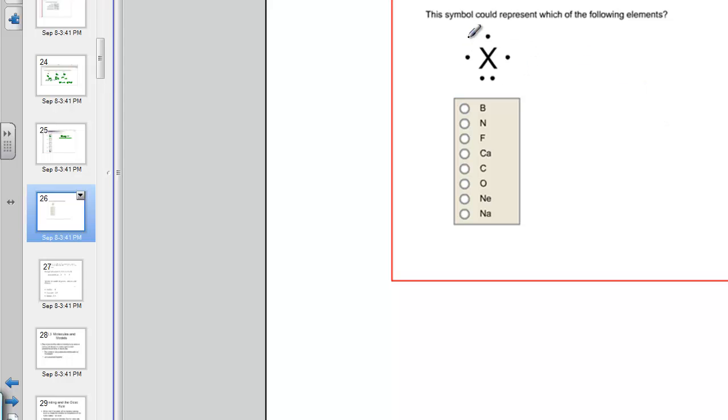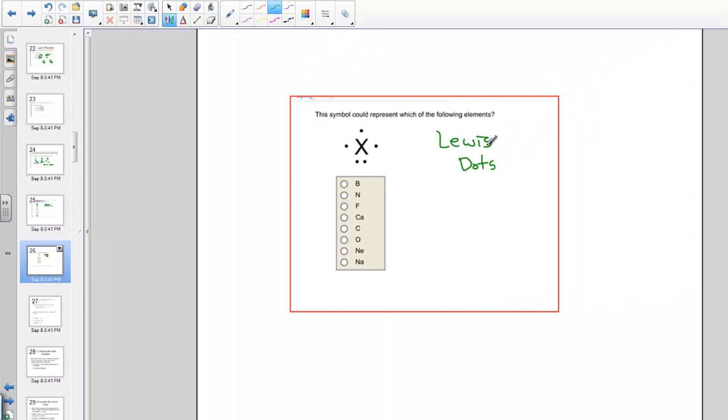Here's something seeding the next section called Lewis dot symbols, and perhaps you remember these from earlier science classes as well. Electron dot structures, sometimes named after the person who developed this system, are Lewis dots. This is just a generic symbol for any element with a symbol X. I notice that it has 1, 2, 3, 4, 5 dots. Those dots are representing something known as the valence electrons.